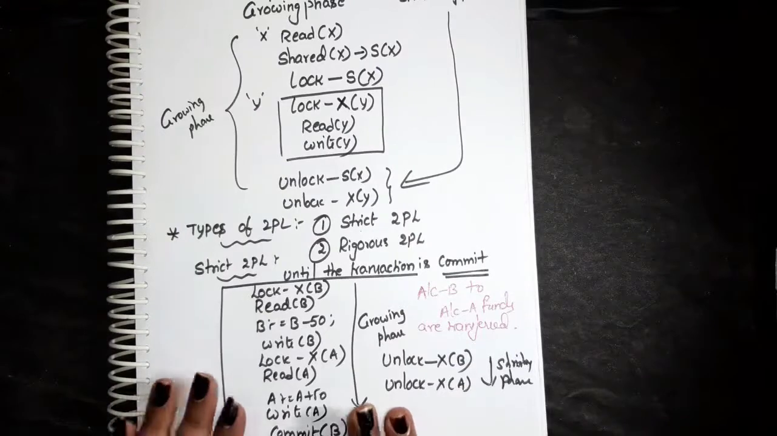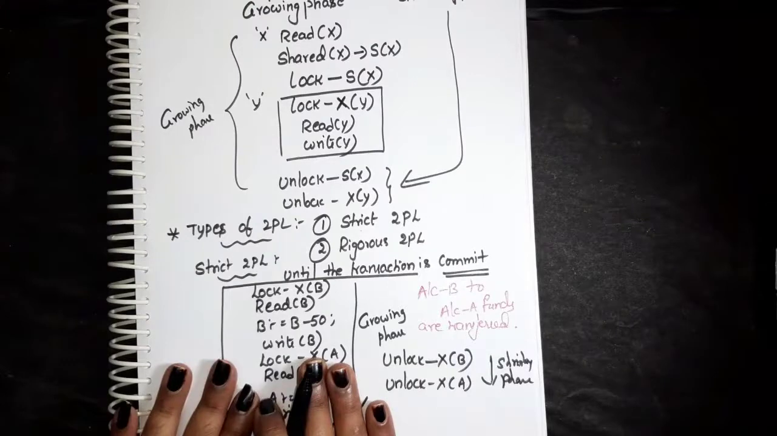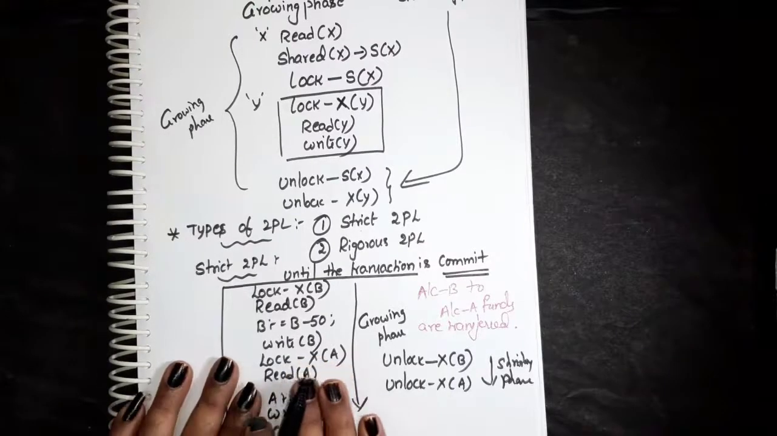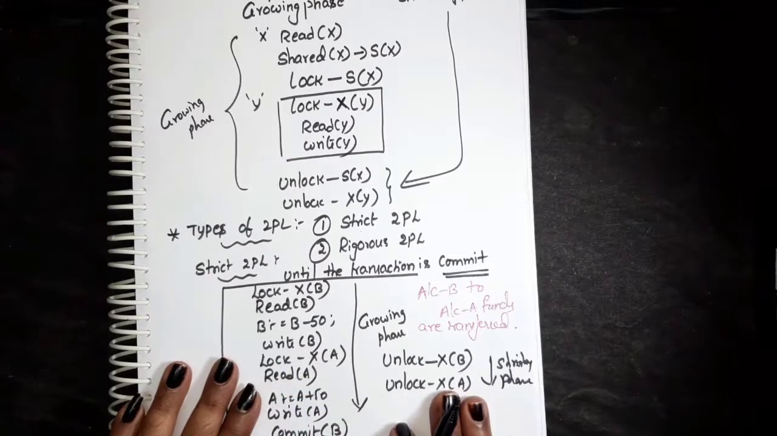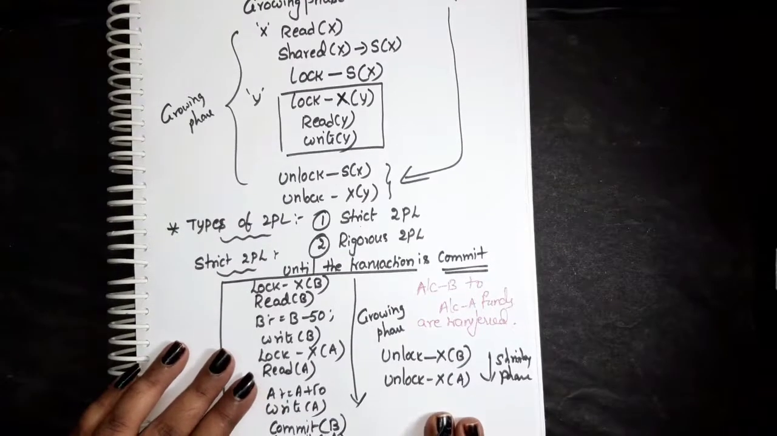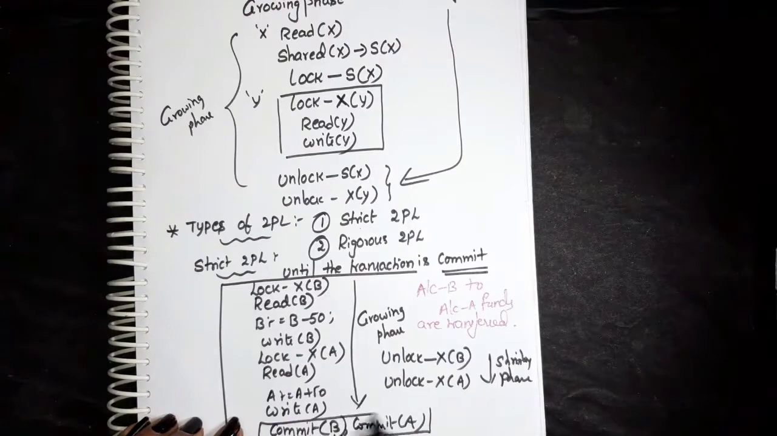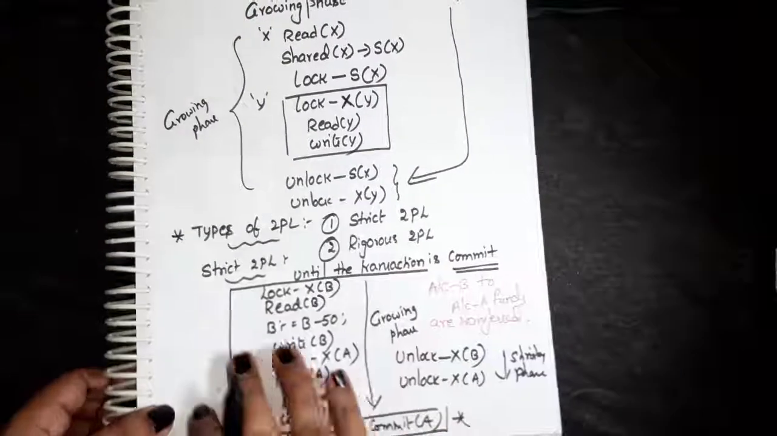It means it executes in two phases, the growing phase and the shrinking phase. In one, you continuously place locks on all the data items and different transactions, and finally the last statement is the unlock. Before that, you execute commit B and similarly commit A. Only after completion of all these do you unlock.